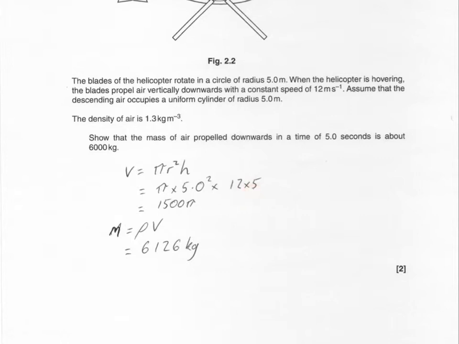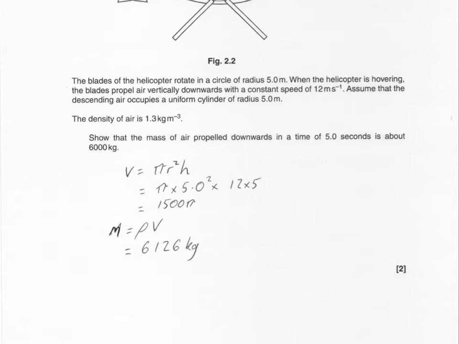Well, if I'm throwing down 12 meters of air each second, and I do it for 5 seconds, I end up with that 12 times 5. That works out as 1500, 5 squared times 12 times 5. I've left that as 1500 times pi. No reason not to put that into a number.